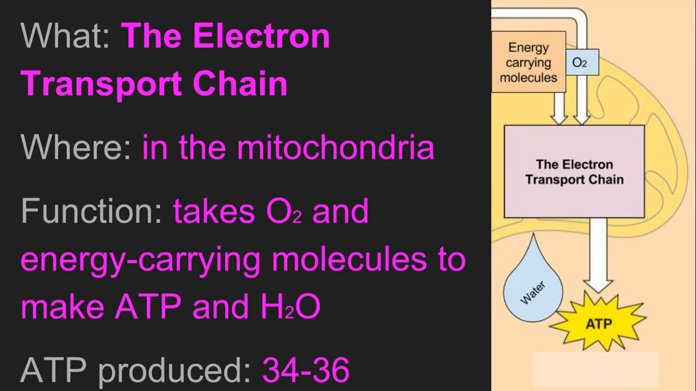Finally, the big home run here is the electron transport chain, which also happens in the mitochondria. It takes those electron-carrying molecules from the Krebs cycle, along with the oxygen we breathe in, and uses them to produce ATP, and it produces water as a byproduct: sweat, urine, saliva, things like that. The great thing about the electron transport chain is it produces 34 to 36 molecules of ATP. So out of the 3 steps, this one produces the most.